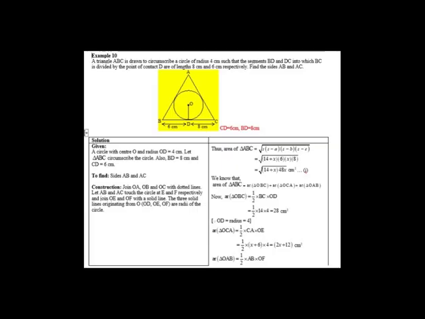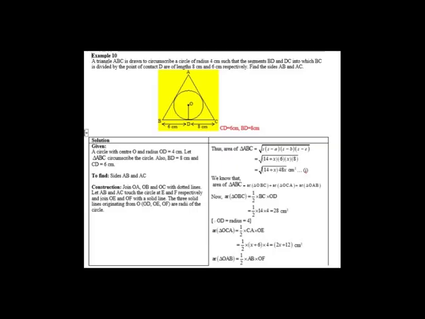s minus a is equal to x plus 14 minus (x plus 8), which is equal to 6 centimeter. s minus b is equal to x plus 14 minus 14, which is equal to x. s minus c is equal to x plus 14 minus (x plus 6), which is equal to 8 centimeter. Substituting these values, we get area of triangle ABC is equal to square root of (x plus 14) into 6 into x into 8, which is equal to square root of (x plus 14) into 48x centimeter square. Mark this as equation 1.